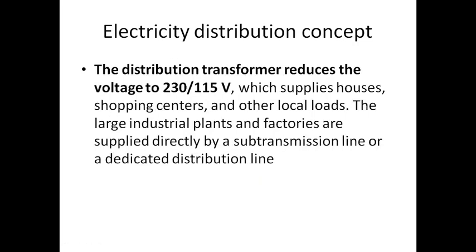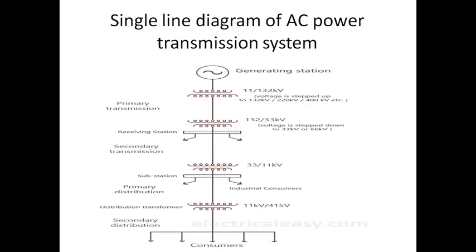And the distribution transformer reduces the voltage to 230. This is our desirable voltage, 230 volts. So that is produced and given to the applications, where the industries or homes. So this is a single line diagram of your AC power.